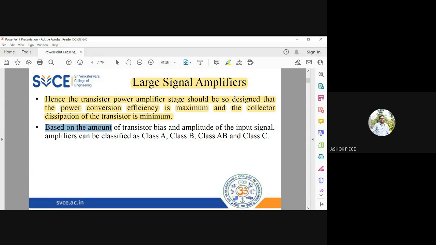Based on what biasing we use, where you fix the Q point, and what is the amplitude of input signal, we can classify the amplifiers as class A, class B, class AB, and class C. So four types of predominant large signal amplifiers are available in the market, and we are going to study about the four types of amplifiers: A, B, AB, and C.